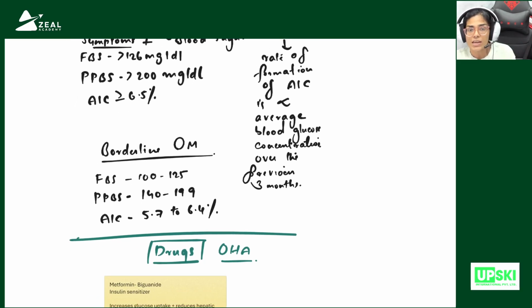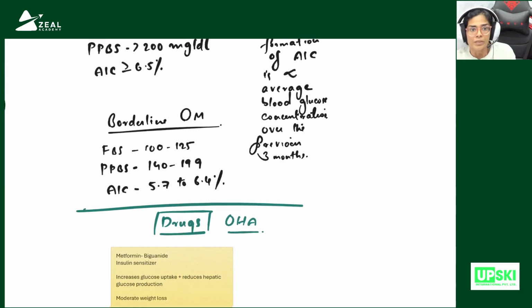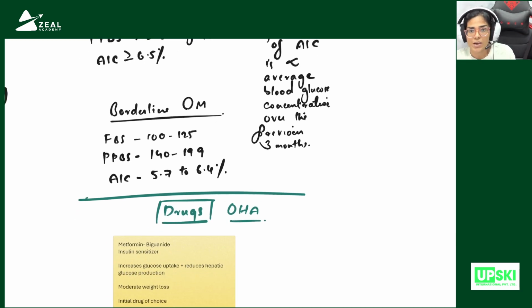Now, HbA1c, 6.5%. If it's more than 6.5% or equal to 6.5%, then that shows you have diabetes mellitus. Now, borderline diabetes mellitus means the person is predisposed to have diabetes mellitus, so there is a risk, and you need to tell the patient to follow a certain diet or follow certain exercises in order to reduce the risk of becoming a diabetic patient.